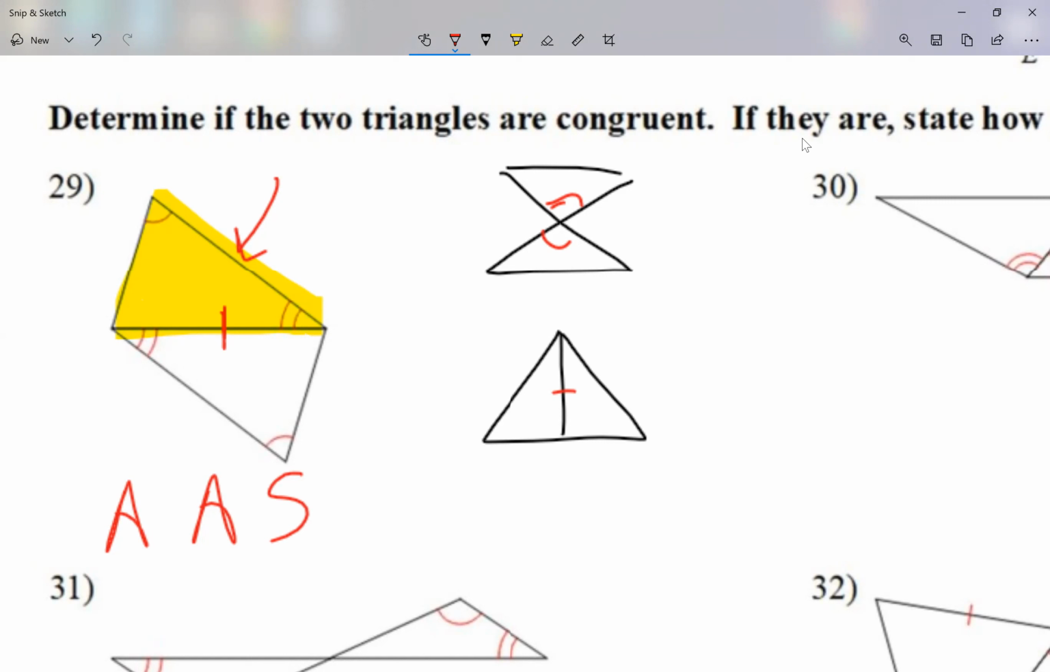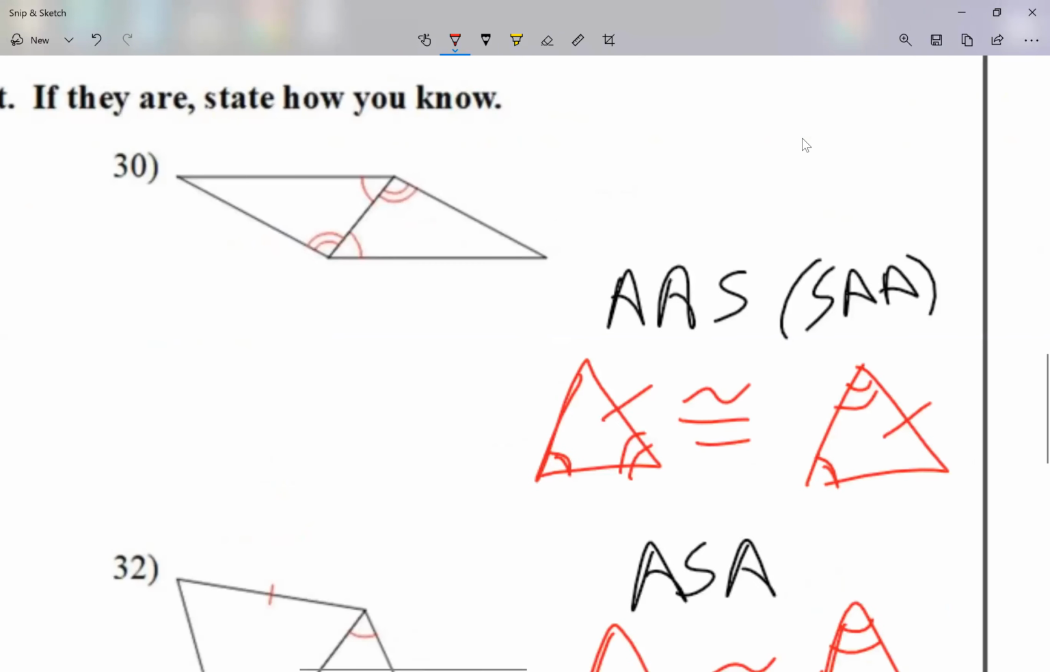That is one rule that works. I gave you two rules at the beginning of today. I said angle, angle, side and angle, side, angle do work. But I also mentioned angle, angle, angle does not work. So this is angle, angle, side. Good, we're done. The other triangle is marked the same way. So we're good. Let's take a look at number 30.